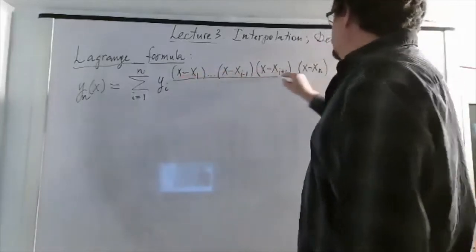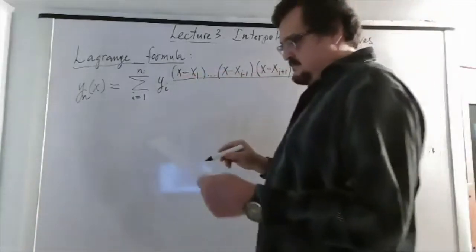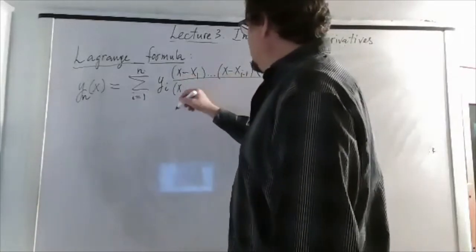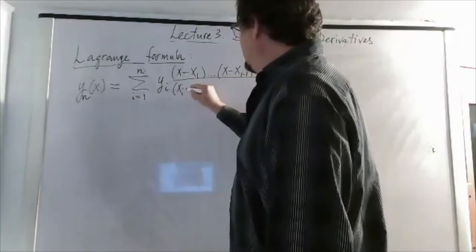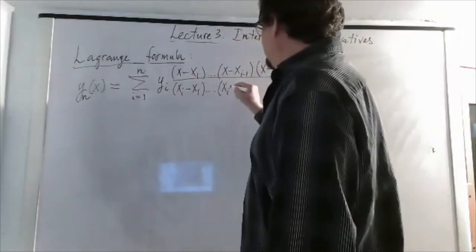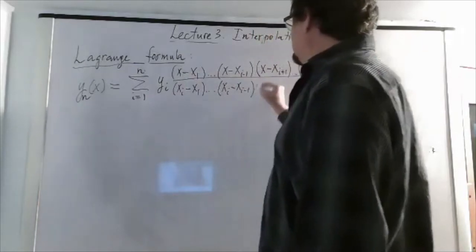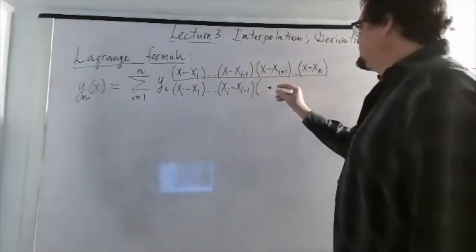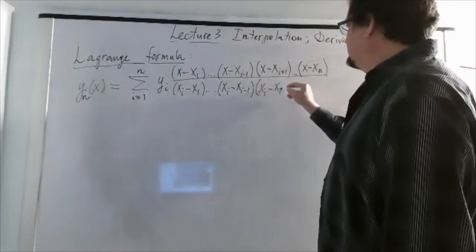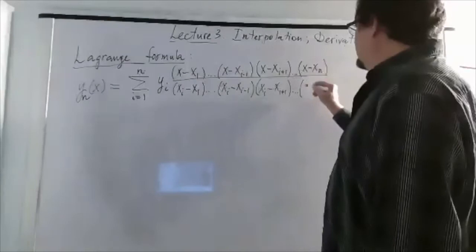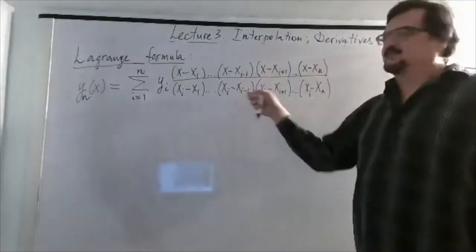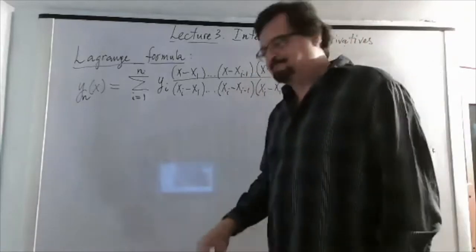And you divide it by xi minus x1 and so on, xi minus xi minus 1. So you see there is symmetry here. And xi minus xi plus 1 and so on, and xi minus xn. That's why you skip xi, so that you won't divide by 0, right?